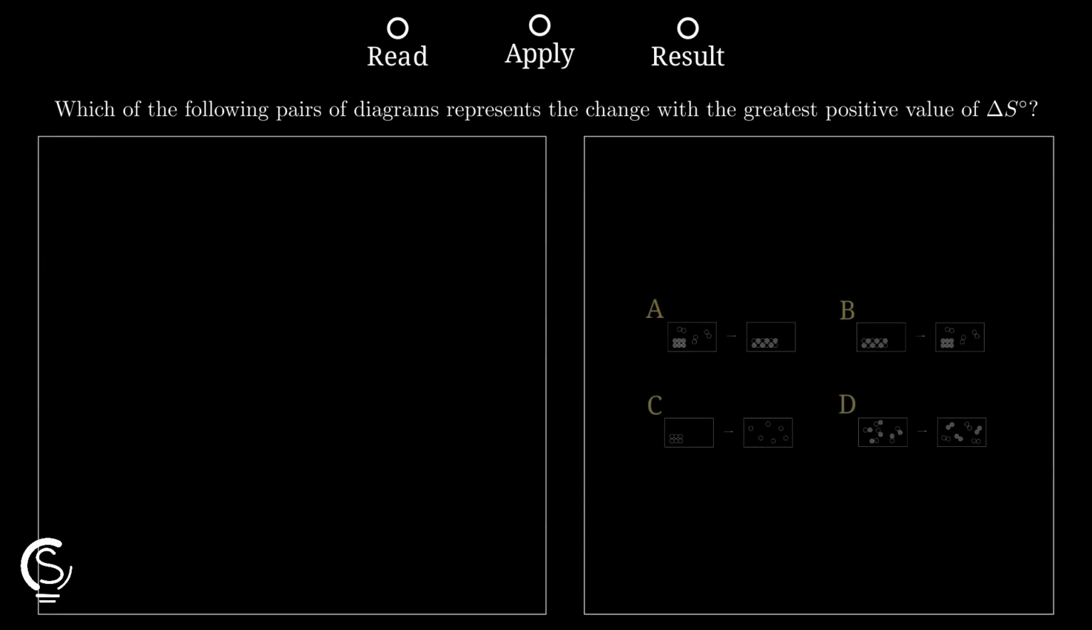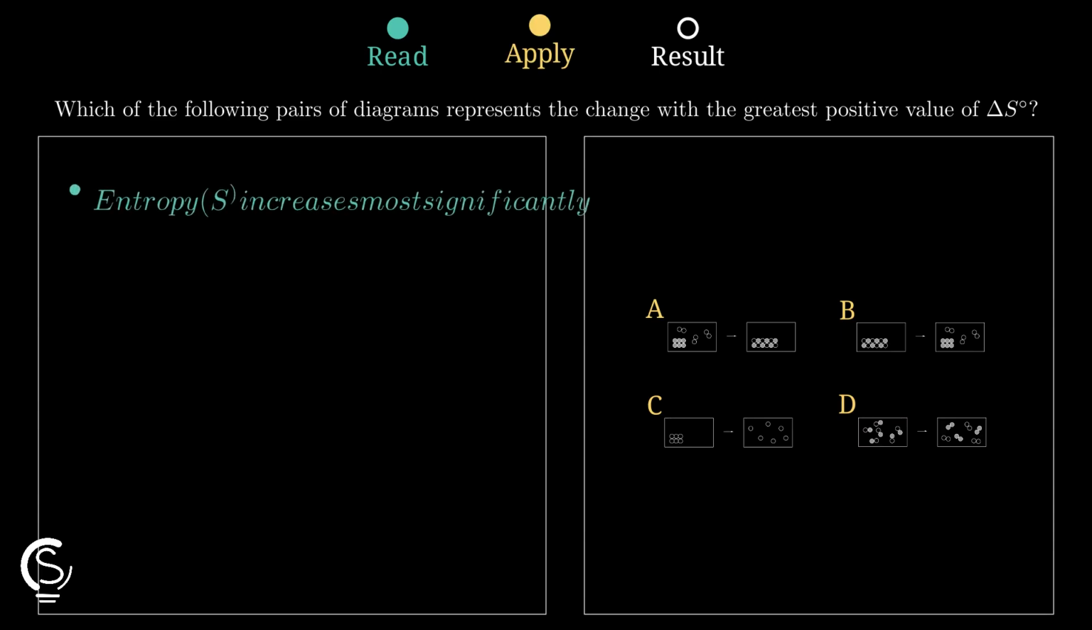First, we need to look for the phase change that creates the most randomness. Entropy increases most significantly when a substance moves from a highly ordered solid state into a gas. In option C, we clearly see a solid reactant transforming into multiple gas particles.